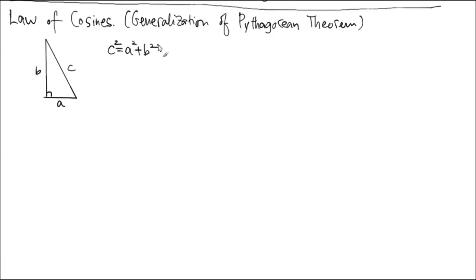Wonderful theorem. Using this, we created the equation of our circle. Using this, we calculate the distance between two points. So it's everywhere in geometry. What we are going to do now is deform this triangle into a non-right triangle. The way we're going to do that is by not changing A and B.